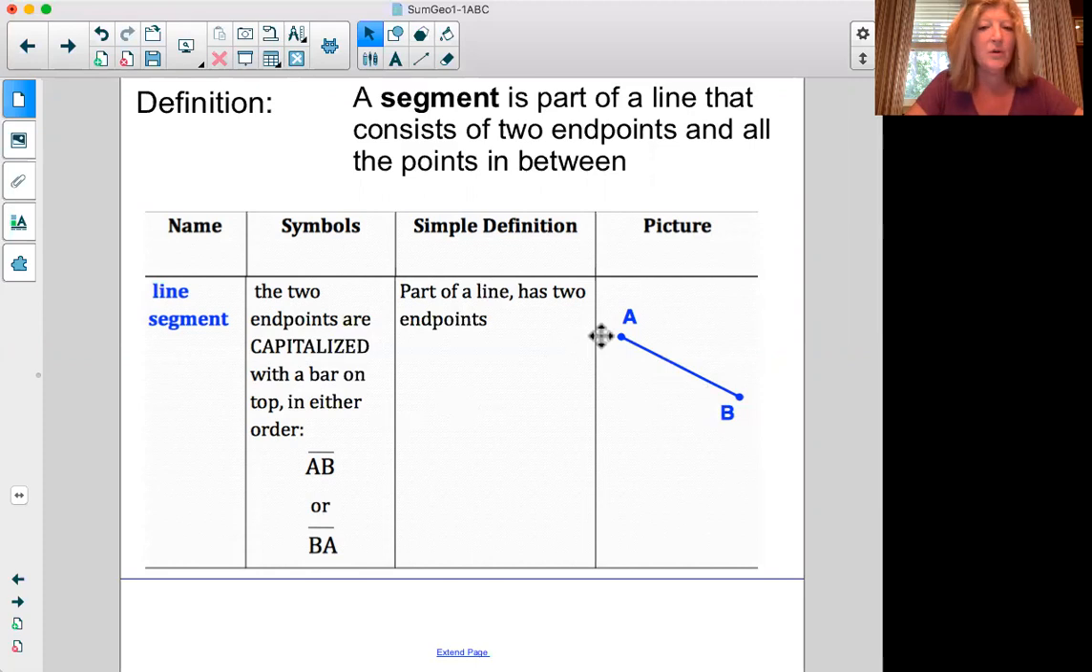Now the order doesn't matter, you can name it AB or BA, but what you have to remember is because A and B represent points, they have to be capital letters, and because it's a segment, not a line, you have to put a different symbol above those two letters. It has to be a little line segment symbol with no arrowheads.